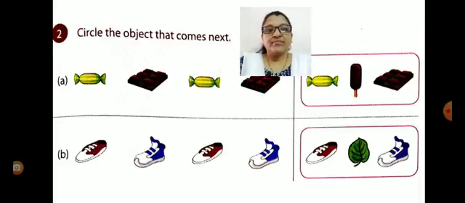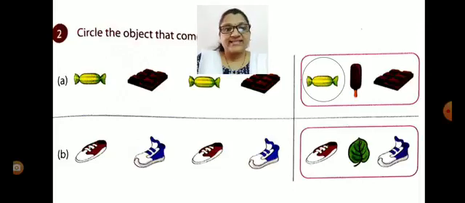Let's read the question number 2. Circle the object that comes next. Now here also we have to find out the pattern and we have to circle the correct object from the given box. Let us see example E. What do we see here? Here we see the pattern of toffee, chocolate, toffee, chocolate, and what will come next? Yes, a toffee. So circle the toffee from the given box.